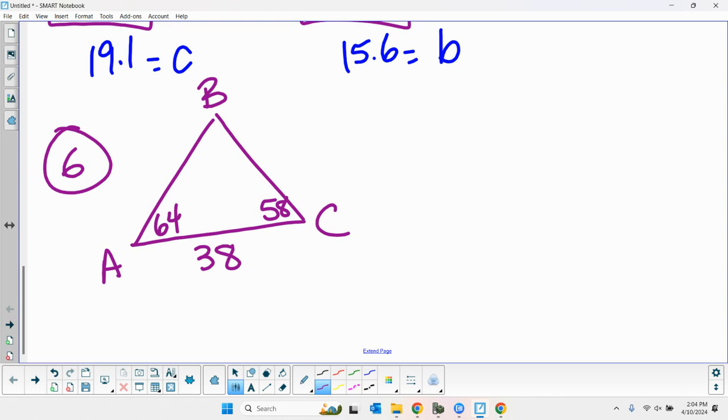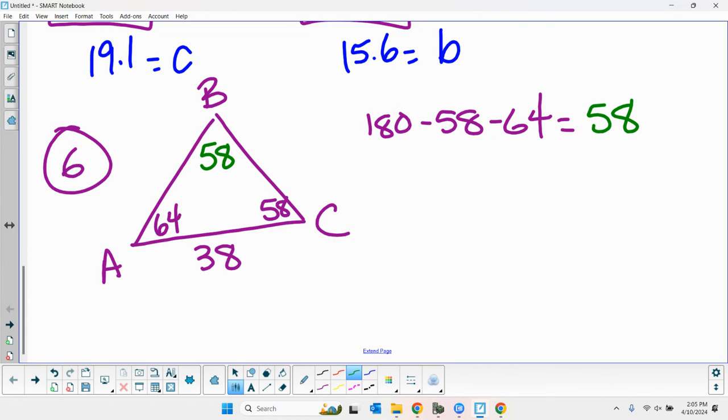So it says, what are the lengths of the other 2 sides of the frame? The first thing you got to do, since you don't know this angle up here across from 38, you need to figure that out. Remember, whenever you know 2 sides or 2 angles, find the third, right? So I did 180 minus 58 minus 64. And I got 58. So this one worked out that these two were the same.